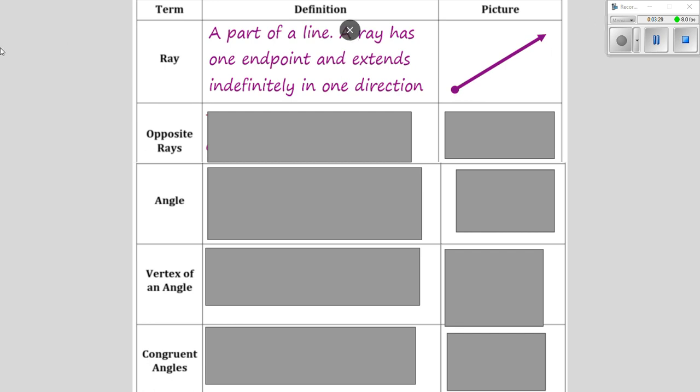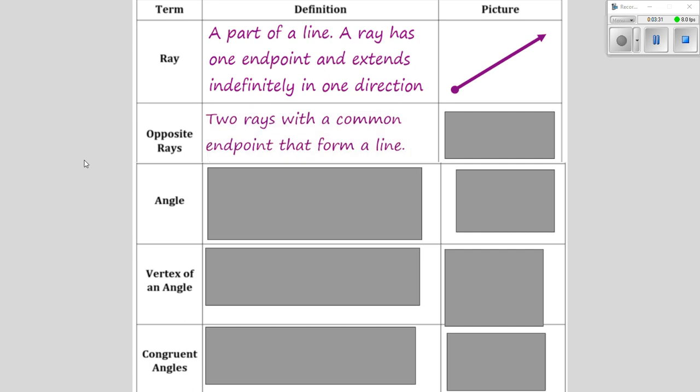Opposite rays. You basically put two rays back to back, and they share a common endpoint. So two rays with a common endpoint that forms a line. As you can see by the picture, you have the common endpoint, you have the blue ray, and then you have the orange ray. And notice that it creates a line because there's two arrowheads at the end, so that gives you a line.